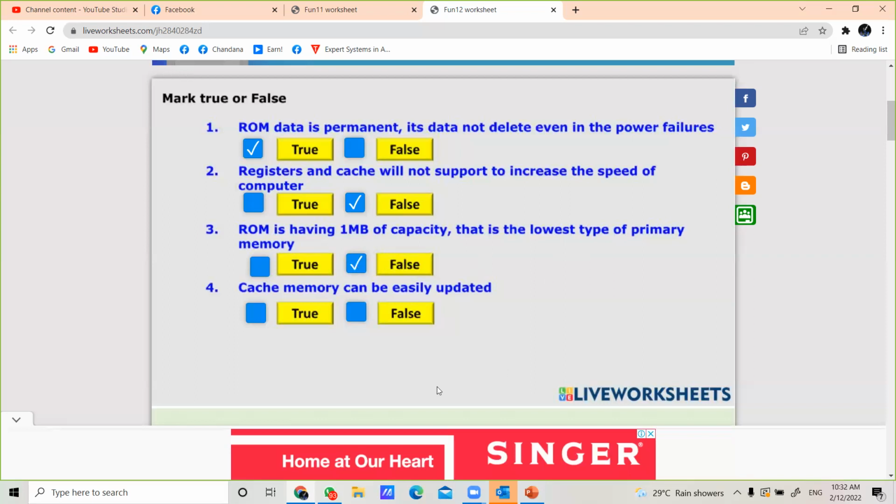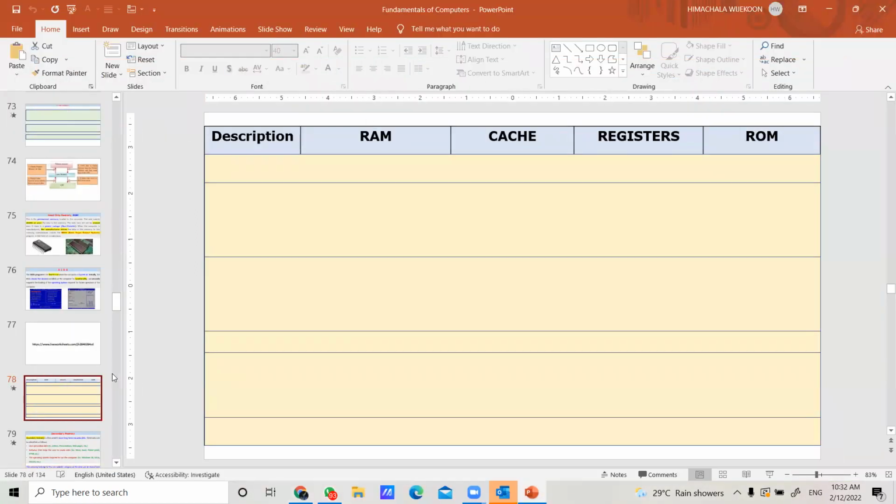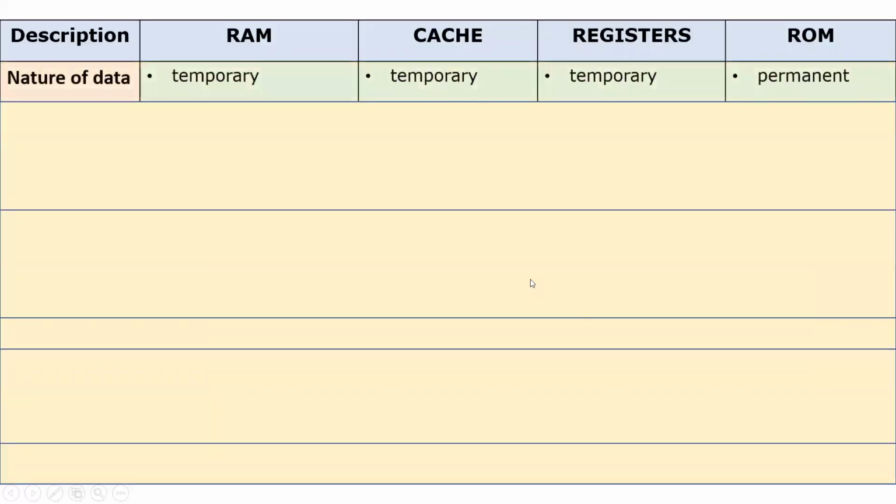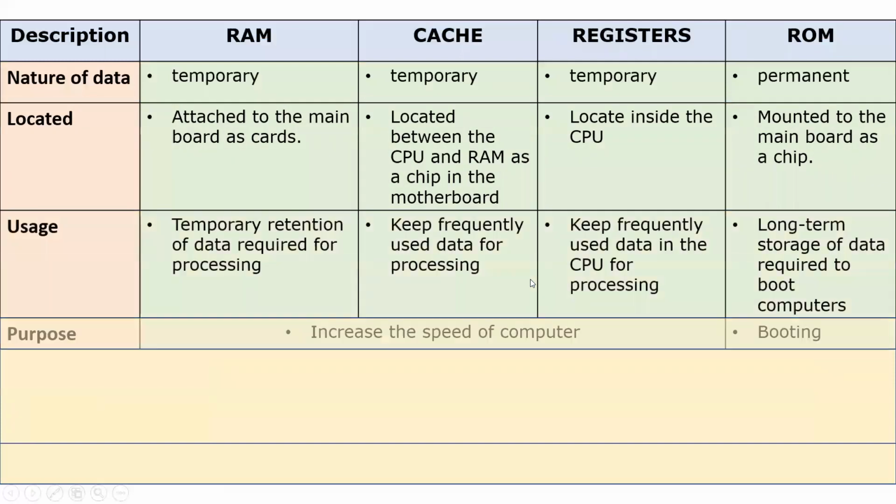Statement: cache memory can be easily updated. It is also false, because normal users can't easily update cache memory. Right. Then we'll go back to the presentation again. Actually, that is the end of the primary memory section.